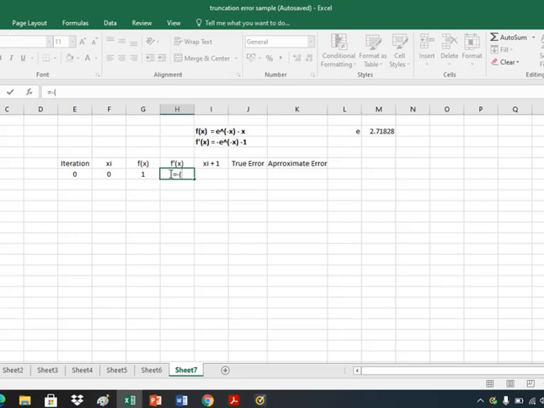For f of x, that is equal to negative, I have the value of e as 2.718 raised to negative x i, minus 1, okay, negative 2, put here the dollar sign. Okay, so x i plus 1 is equal to x i plus 1.